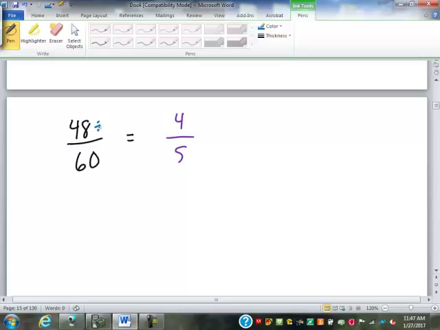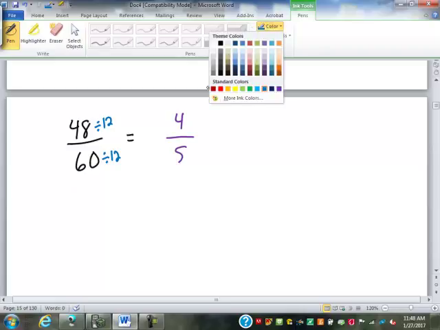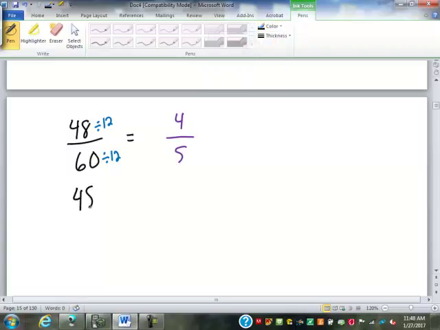Some of you may have seen that both of those can be divided by 12. 48 divided by 12 is 4. 60 divided by 12 is 5. But if you hadn't, I tend to go through a progression when I'm reducing fractions. I look to see if they're both divisible by 10. Why would I look for 10s first? Why is it so easy to spot that they're divisible by 10?